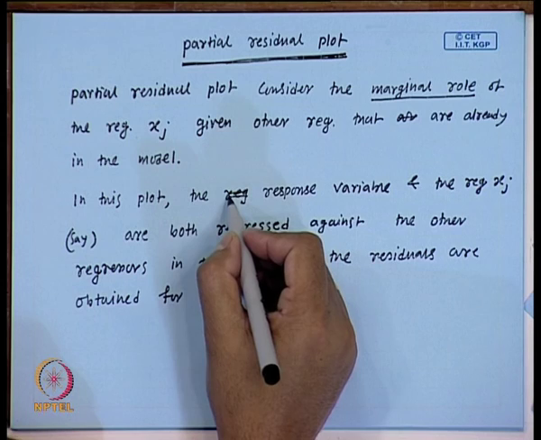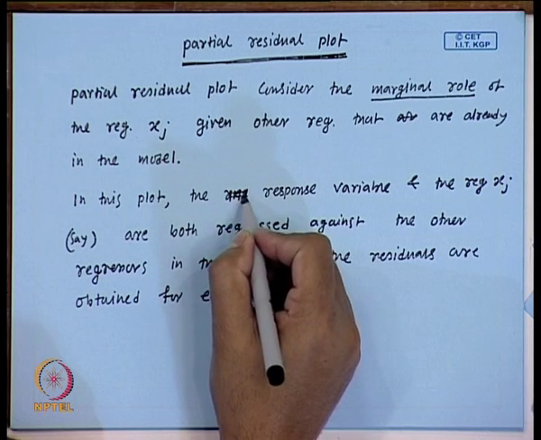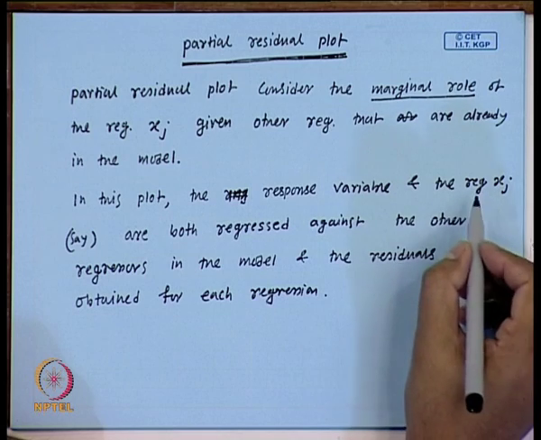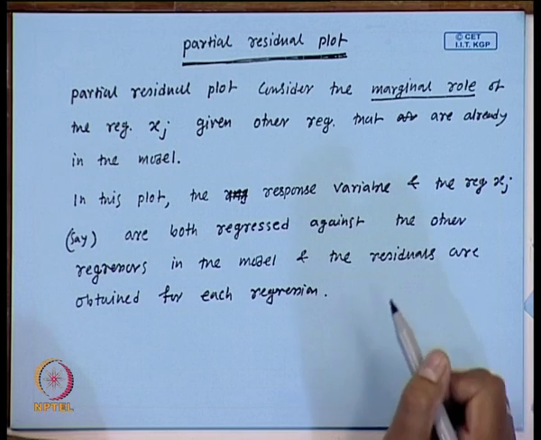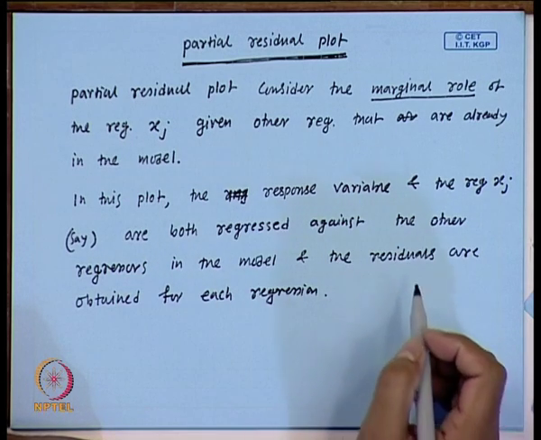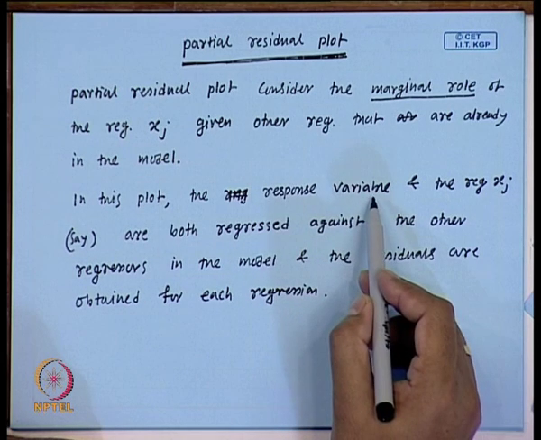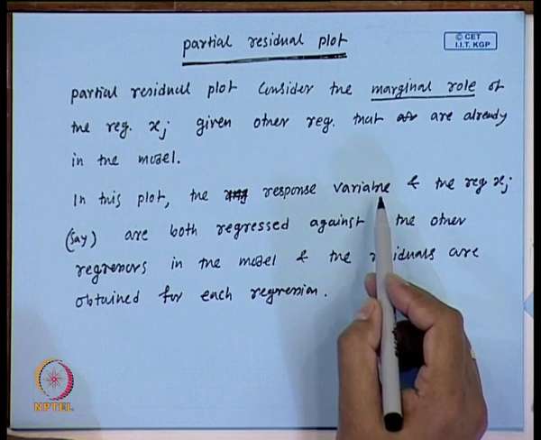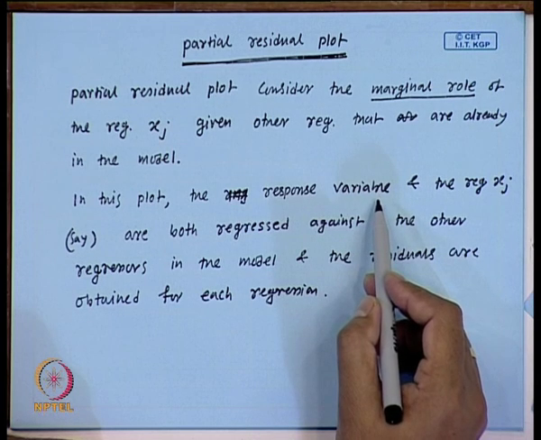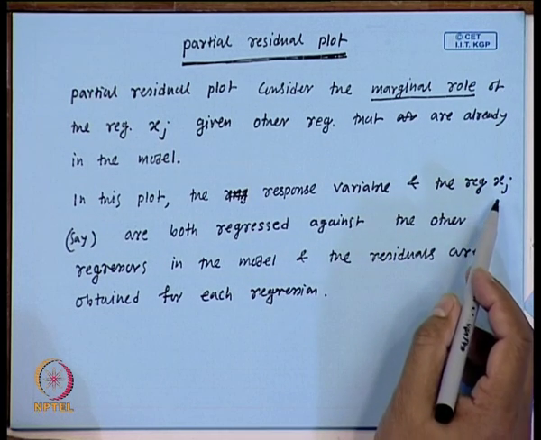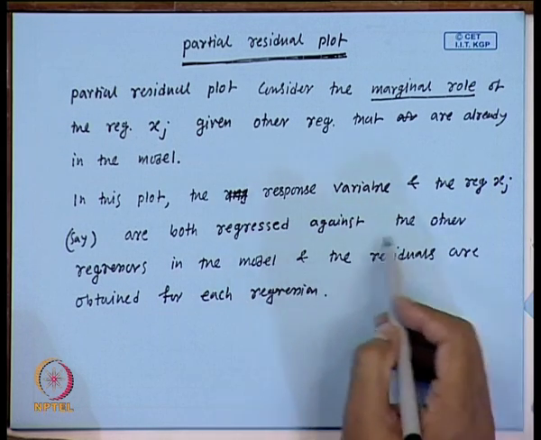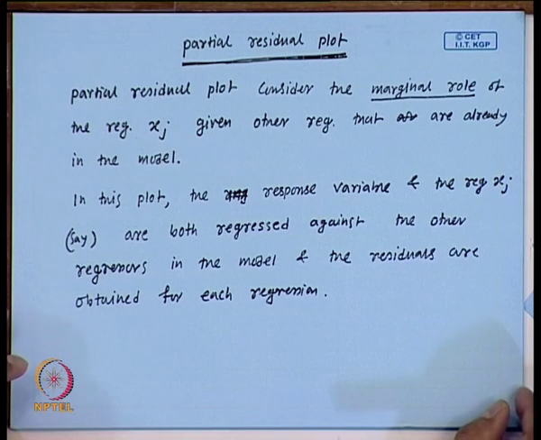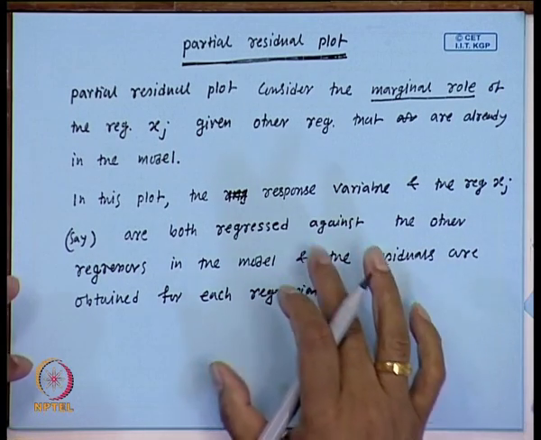So, the technique is that first both the response variable y and the particular regressor xj are regressed against the other regressors in the model. Here the response variable y is regressed on all the regressors except xj, and similarly xj is also regressed on the remaining regressors.